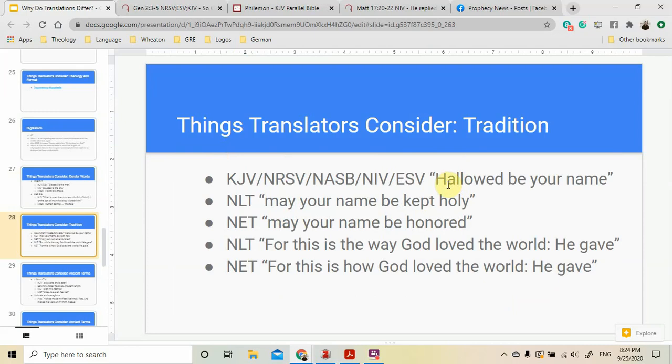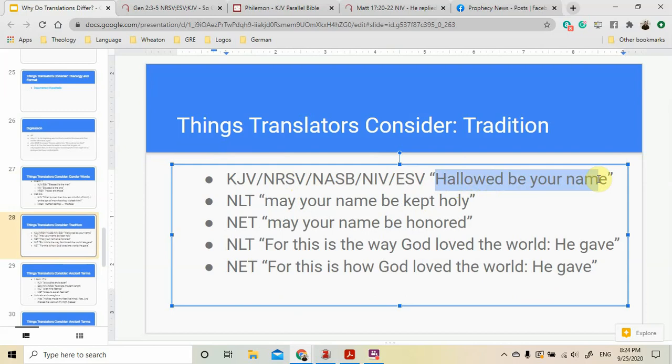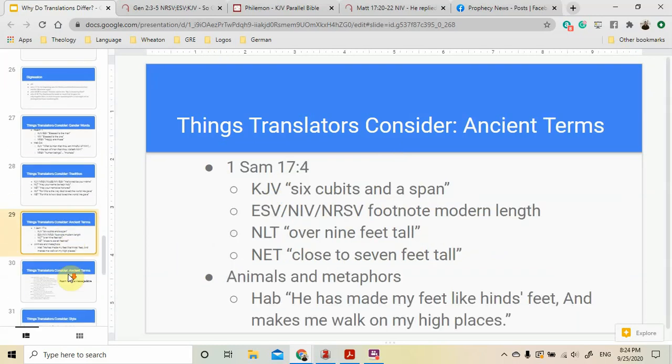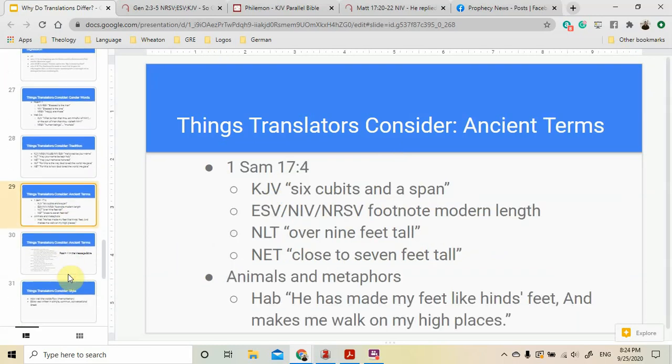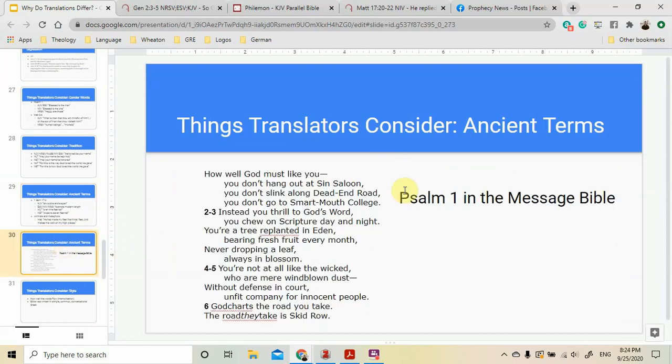Another one is tradition. So you can see all these translations in the Lord's Prayer say, "hallowed be your name," but then NLT or NET don't follow the King James tradition as much, so they translate this as, "may your name be kept holy," "may your name be honored." Ancient terms, how do you translate ancient terms? Who knows what 6 cubits mean, and so on. We won't get into that.